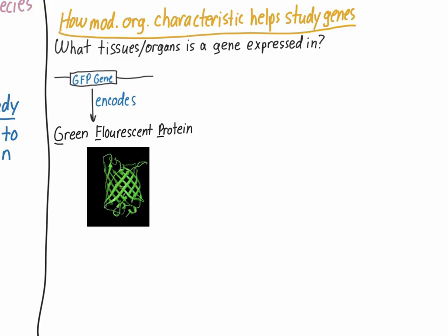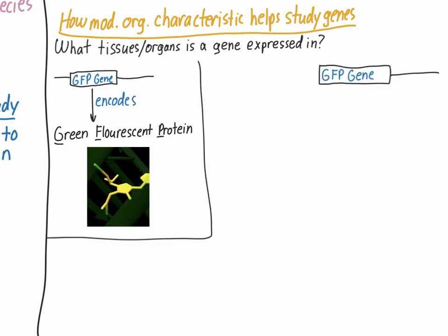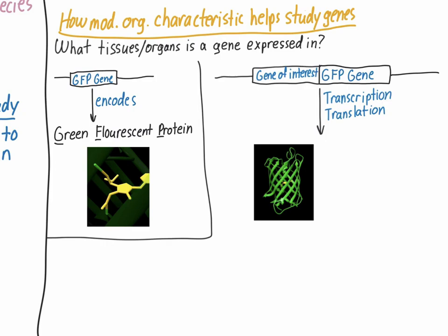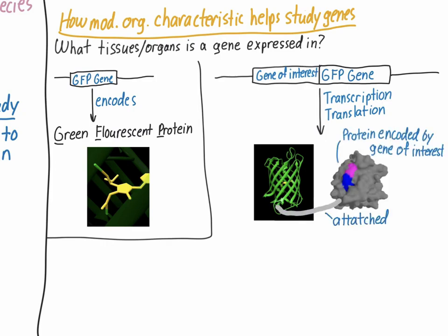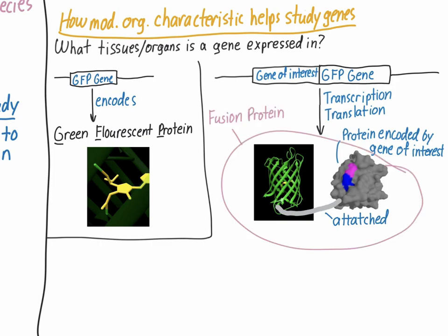You can see the part that gives this protein its green fluorescence in the middle. The GFP gene is often attached to another gene of interest. And when the resulting gene is expressed, the GFP protein ends up attached to the protein encoded by our gene of interest. And we call this a fusion protein. And wherever our gene of interest is expressed within the organism, whether it be the tail, the eyes, or the hair, the GFP protein will also be made.